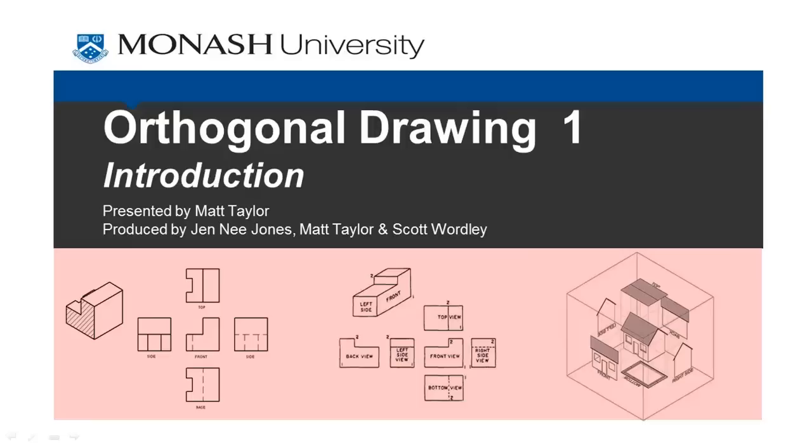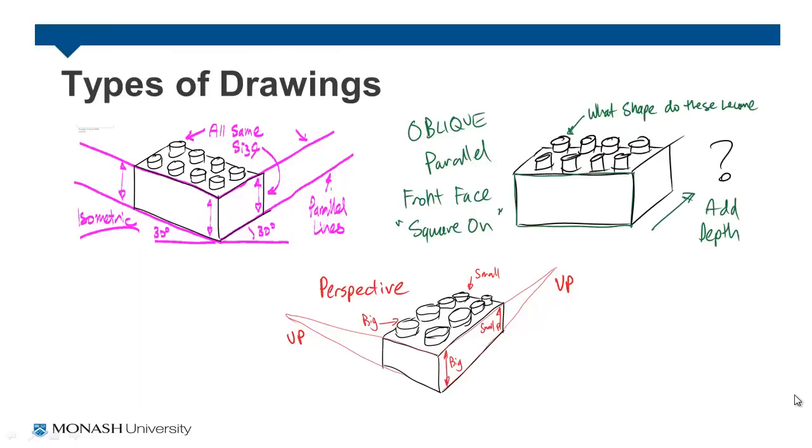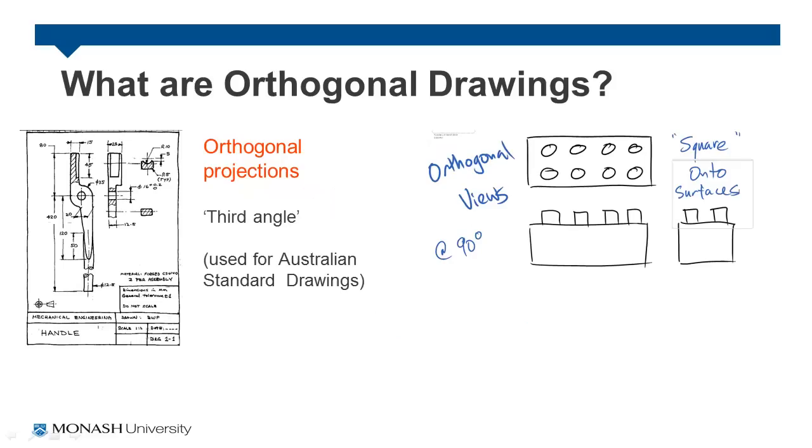In this set of videos, we are going to be looking at orthogonal drawings. So just a quick refresher on the different types of drawings we have. From our first set of videos, you'll remember that we did isometric drawings. And then we also briefly touched on oblique parallel drawings and perspective drawings. These are all examples of pictorial drawings.